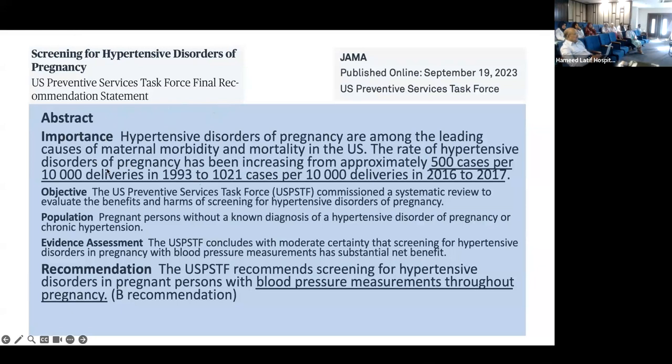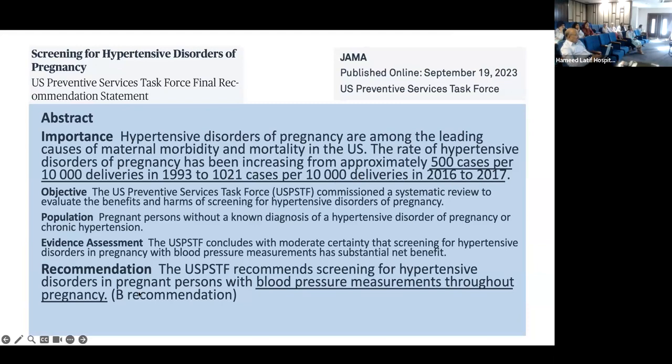So this is important that they have observed that from 1993 to 2016-17, in about 23 years, the incidence of hypertensive disorders of pregnancy in America has increased from 500 cases per 10,000 deliveries in 93 to more than doubled, 1,021 per 10,000 deliveries in 2016-17. So there is an increasing trend of hypertensive disorders.